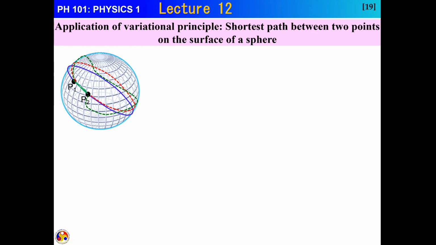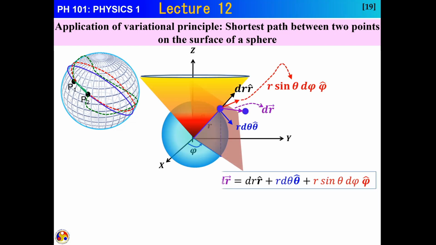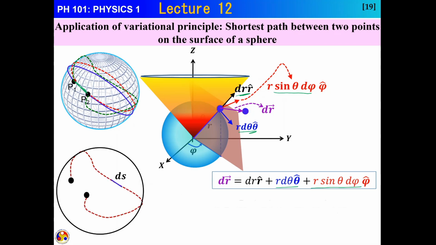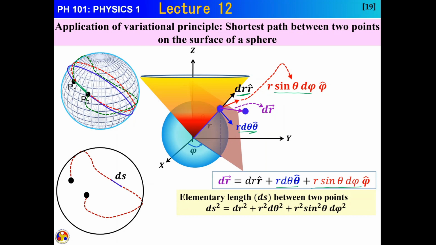When you want to solve the problem on a sphere, you have to take the spherical polar coordinates, and the element, the dr vector for the spherical polar coordinates is given as dr r cap, the radial component, and the theta component r d theta theta cap, and the phi component r sin theta d phi phi cap. This you have already done nicely in lectures 3 and 4. Now if I assume that it is moving on it, then we need to find the elemental length ds, which is nothing but dr square, so it will be dr square plus r square d theta square plus r square sin square theta d phi square.